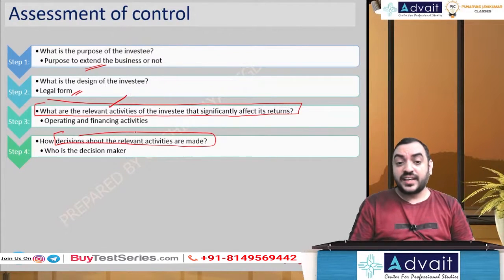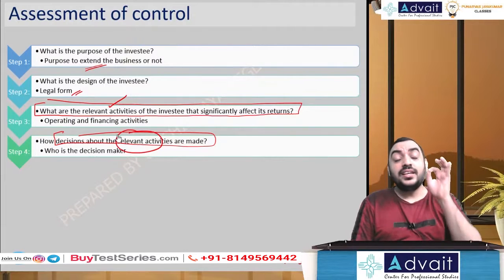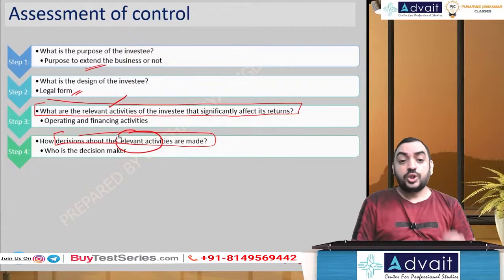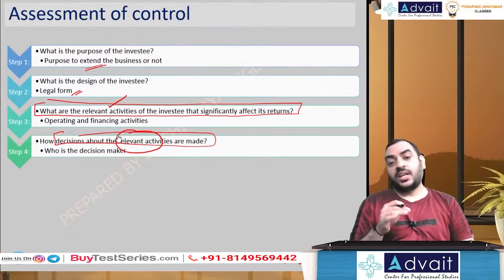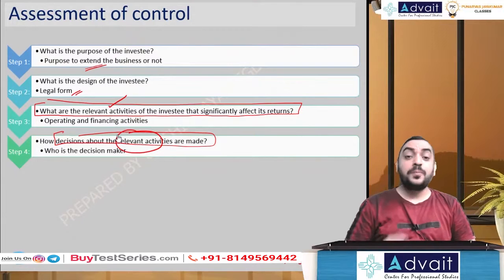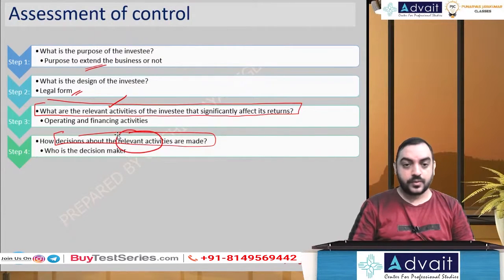They are called relevant activities, and who has the authority over those relevant activities? Who controls? Who takes the decisions on those relevant activities? They are said to have the power. Now, let's come to this situation.